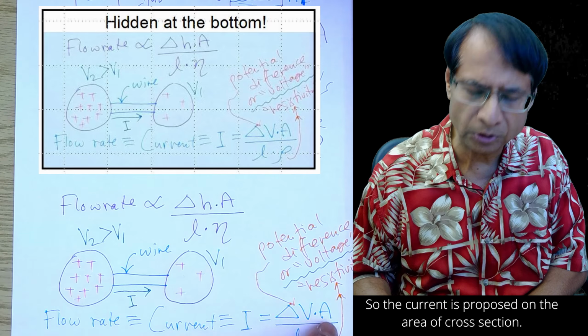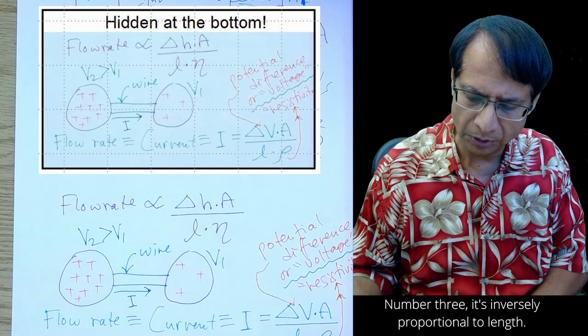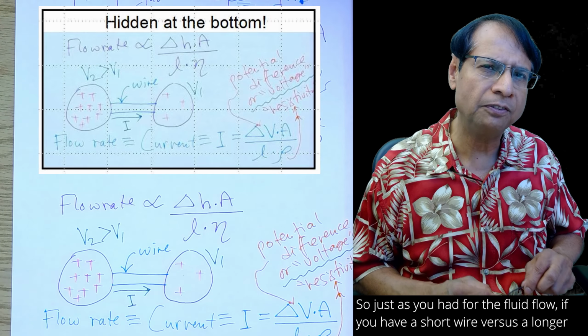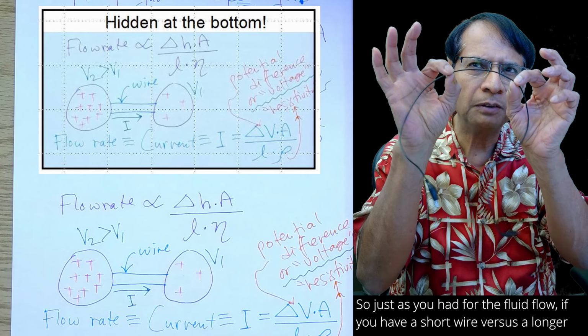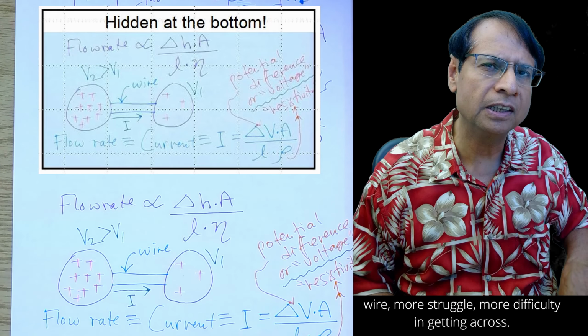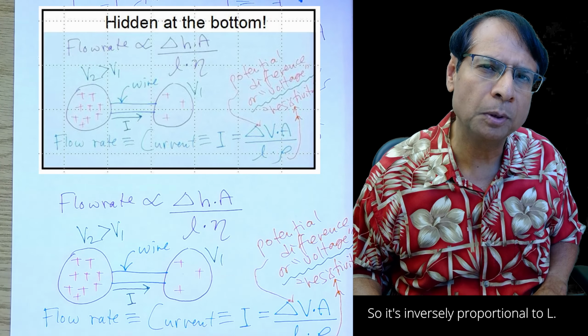So the current is proportional to the area of cross section. Number three is inversely proportional to the length. So just as you had for the fluid flow, if you have a short wire versus a longer wire, more struggle, more difficulty in getting across. So it's inversely proportional to L.